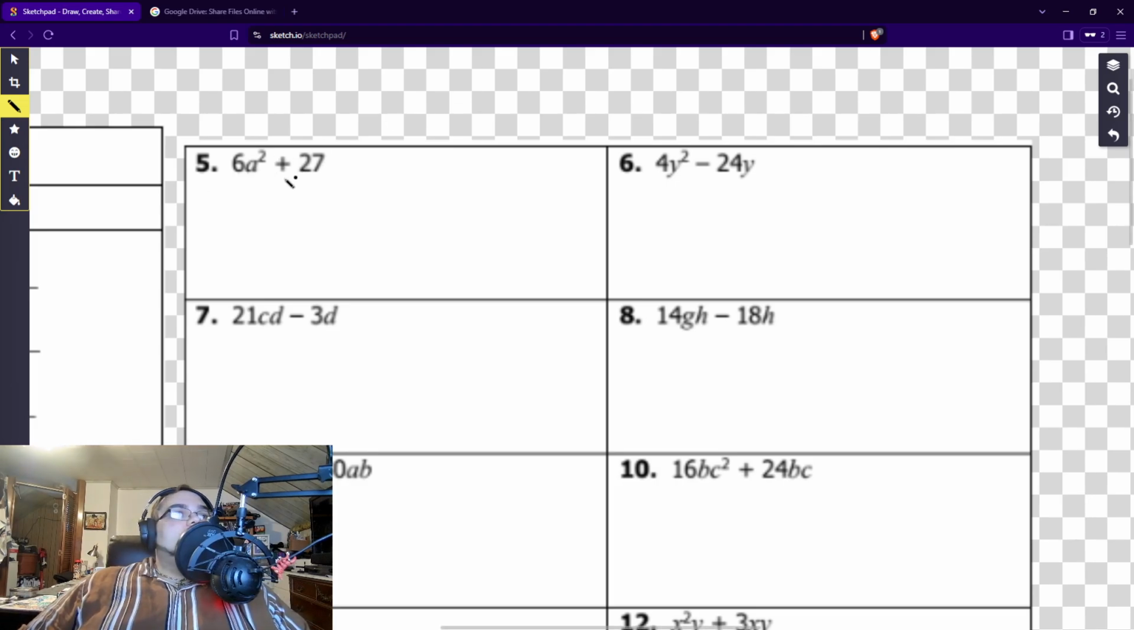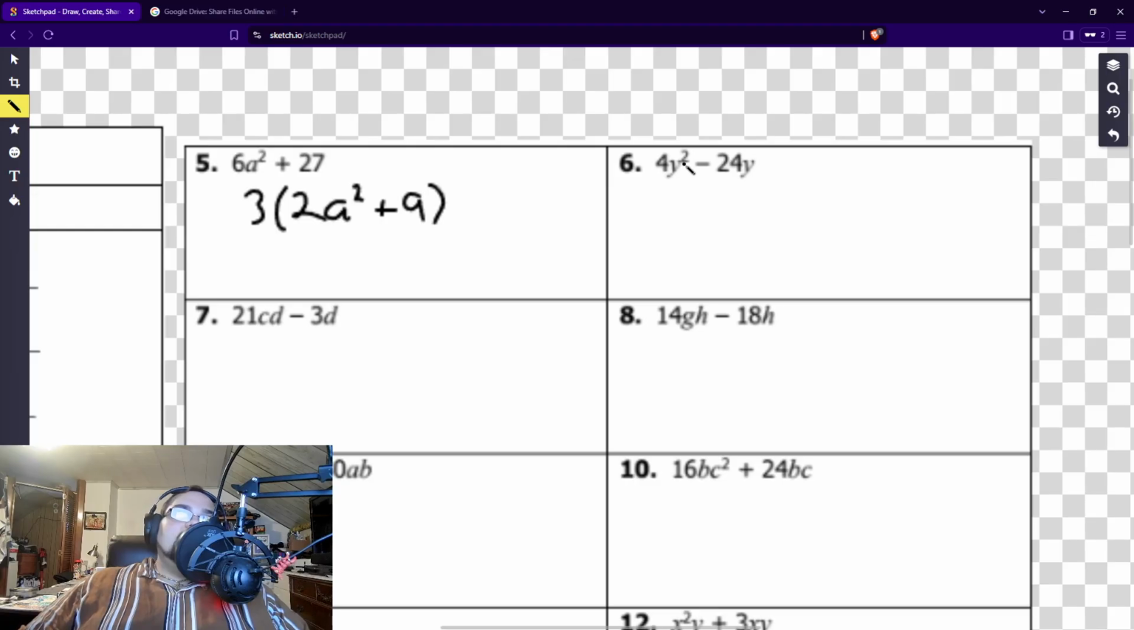6a squared, 27. I look at that, I know my greatest common factor is 3. So I'm going to pull out a 3. A squared and nothing, that means it remains. 6 divided by 3 gives me 2. A squared comes down. 27 divided by 3 gives me 9. Done.